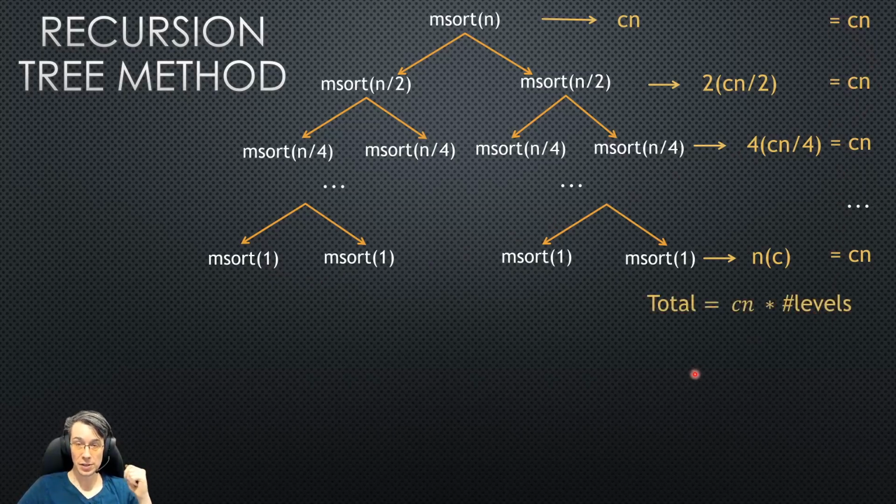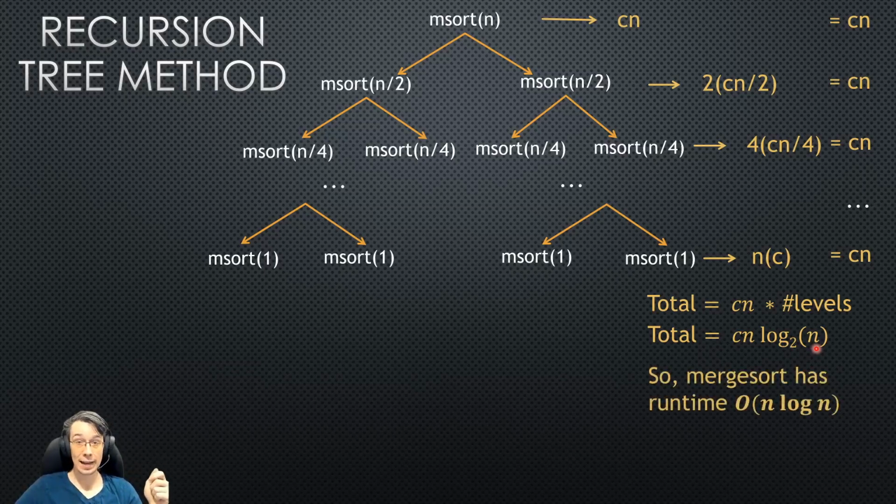And how many levels are there? Well, how many times can we divide n by 2 repeatedly until we hit 1? So we take n, we divide by 2, divide by 2, divide by 2. We can only do that log n times before we hit 1. So we end up with a total complexity of cn times log base 2 of n. This is c times n log n, right? So this is just theta n log n complexity.